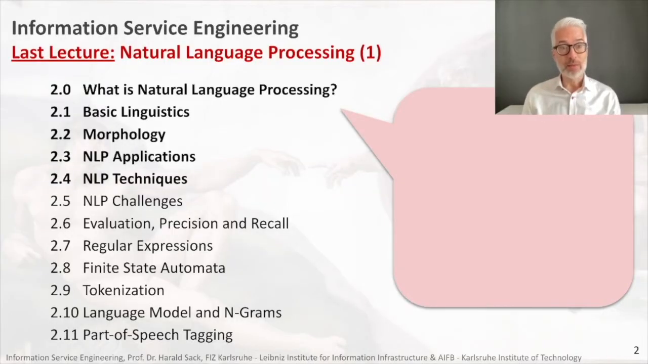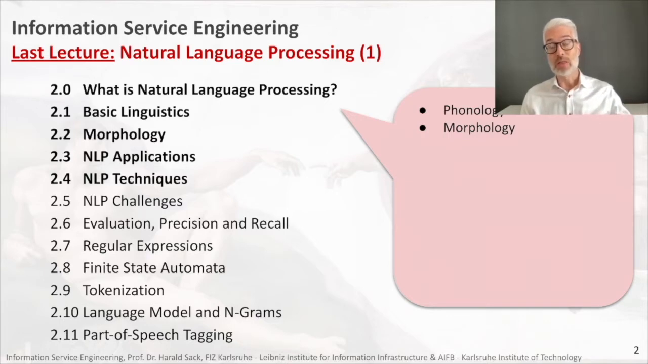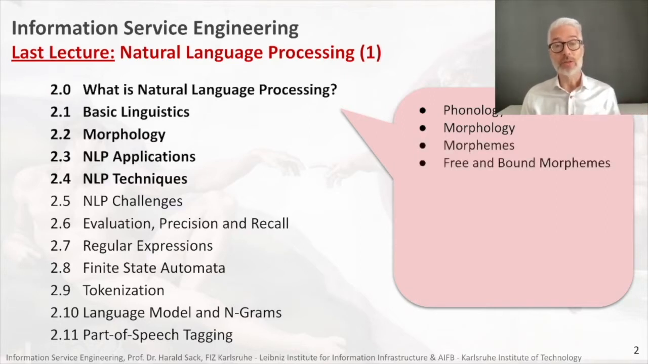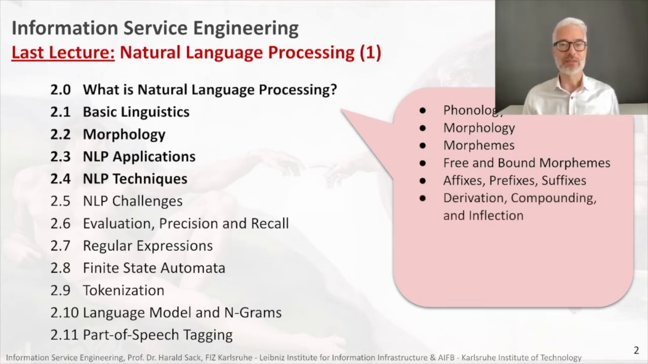Just look back at what we did in the last lecture. There we were starting with natural language processing and we were talking about stuff like phonology and morphology. So you remember, morphology was the thing where we discussed how words are constructed and constituted. And they are constituted by morphemes. And we learned that there are so-called free morphemes that have a meaning of their own, and there are bound morphemes that only make sense if you connect these things together. And we learned about affixes, prefixes, suffixes, and all the stuff.